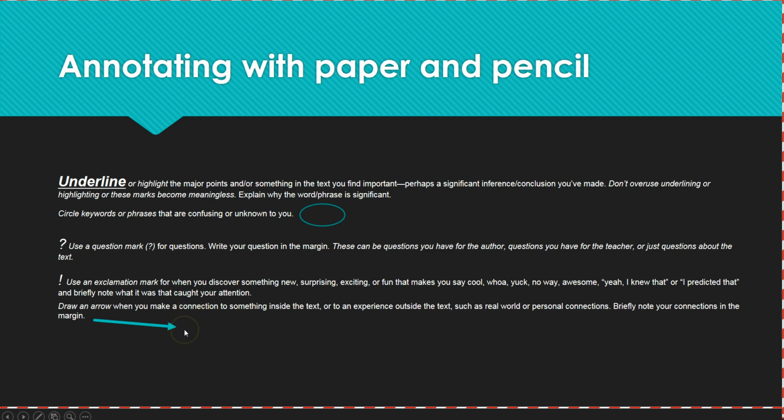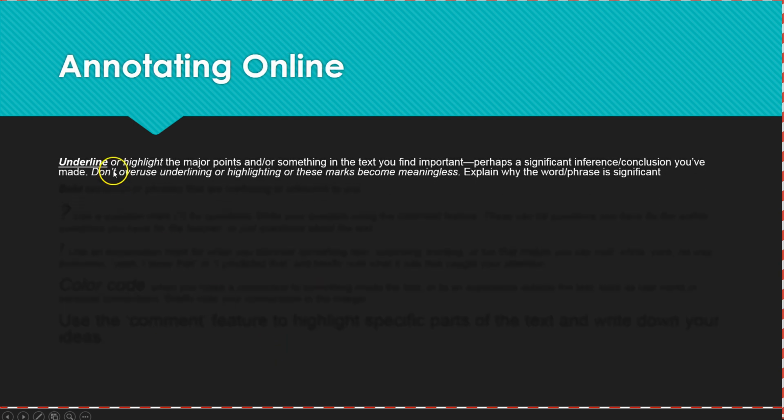Now, how do we take this idea and turn it into something that will work when we're using the tool Word Online, which is another piece of technology, just like paper and pencil is? Well, we can underline, and I'll show you how to do that in a second. You can underline major points or something in the text you find important. That's very easy to do. Now, circling, if you're using the full version of Word, you can make circles, but circles don't work very well in Microsoft Word, and they don't even exist in Word Online. So instead, maybe we'll make bold keywords or phrases that are confusing or unknown to you.